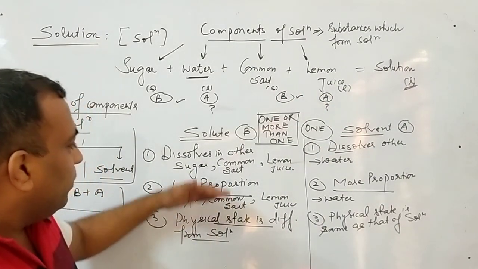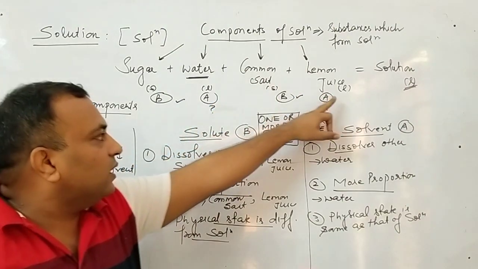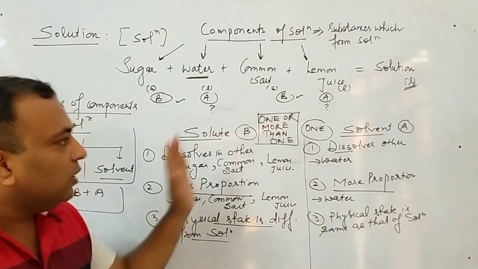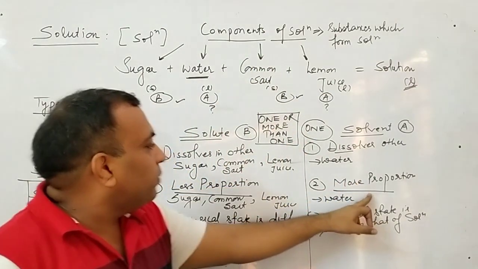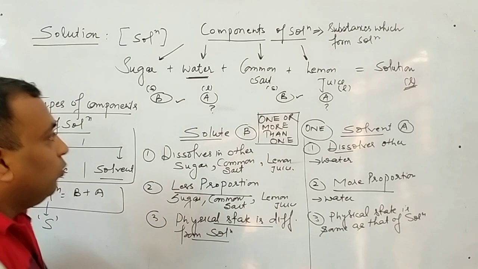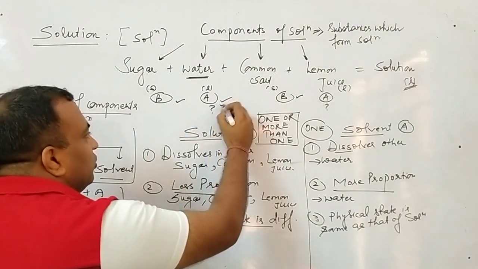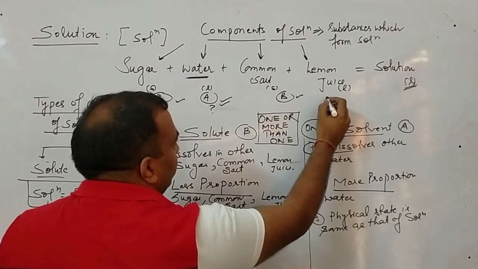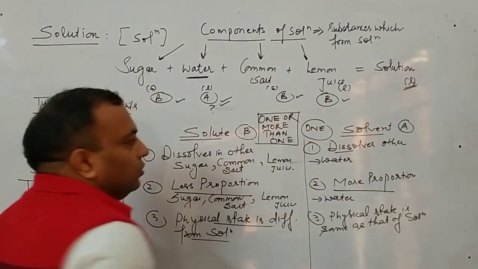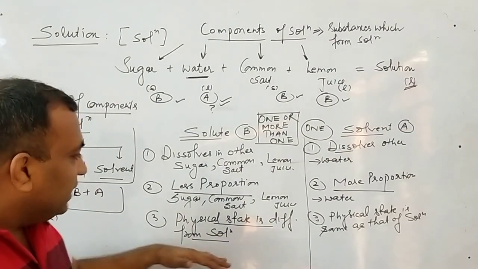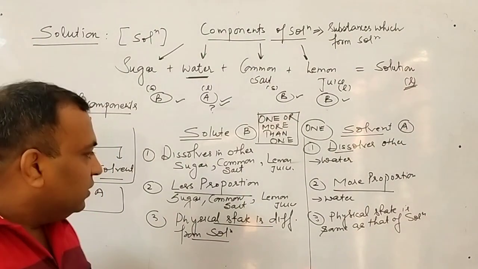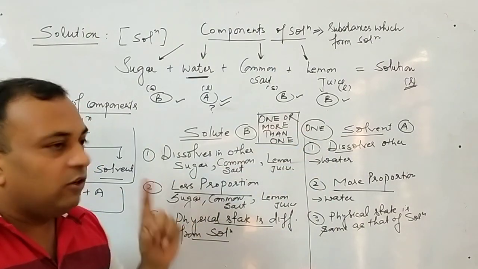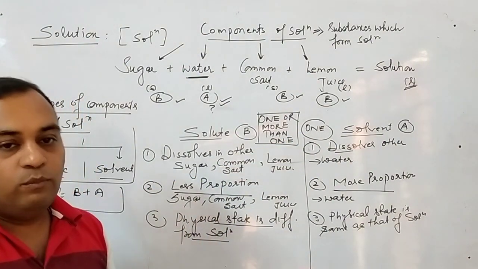So I'll go on the upper definition. Out of water and lemon juice, which is in less proportion? Lemon juice. Or come to this point, which is in more proportion? Water. So water being more proportion, this will be the solvent, and this, since it is less than water, again will act as solute. So be clear. Because the last definition sometimes confuses us, therefore I have written this definition at the last. But remember, the solvent is always one, solutes are one or more than one.